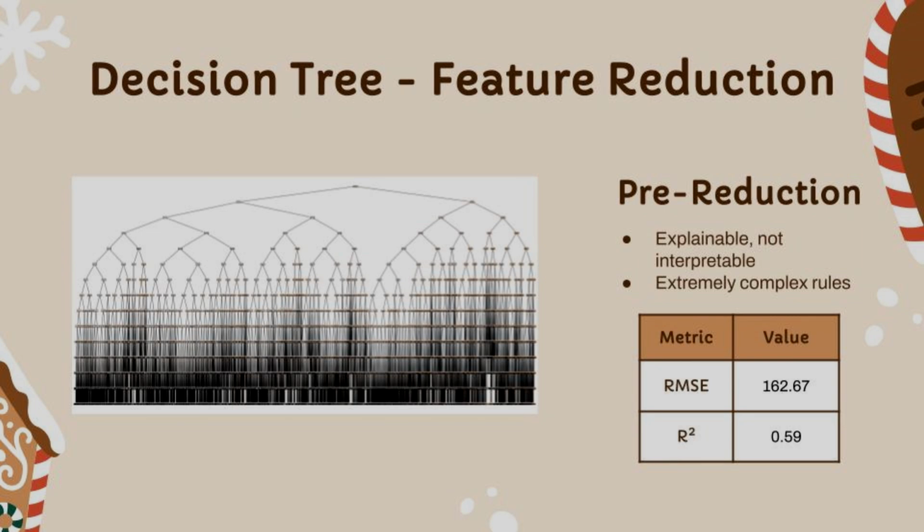It has a depth of 10 and a branch factor of 2, which makes all the rules extremely complex and lengthy, and it's not really interpretable for a normal person. It has the following metric values: root mean squared error of 162.67 and an R-squared correlation of 0.6, which indicates that the decision tree does in fact manage to successfully explain the data, but as said previously, it's not really explainable.